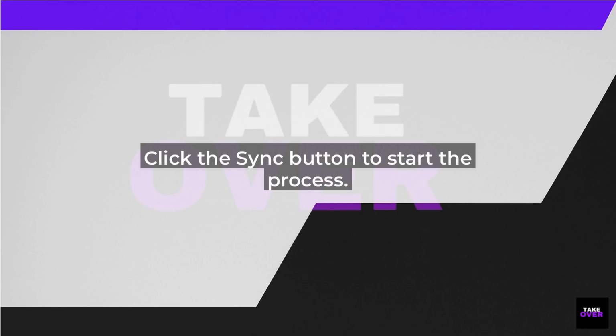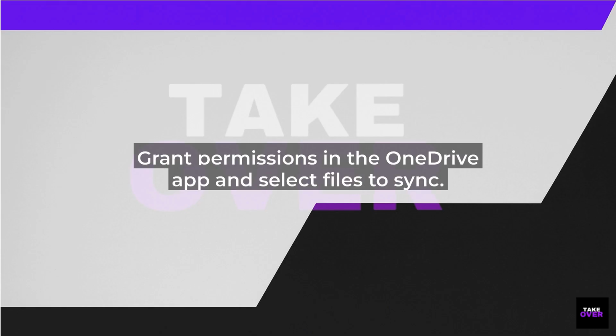Step 2. Once you click Sync, the OneDrive app will open on your desktop. It might ask for permissions, so go ahead and grant them. You'll see an option to choose what to sync. Select the folders you need, and decide if you want to sync everything or just specific files to save space.